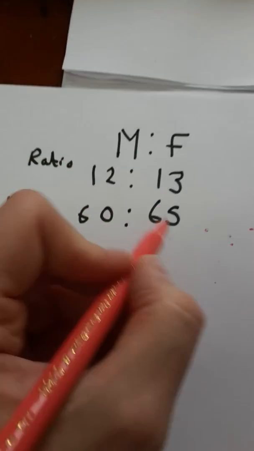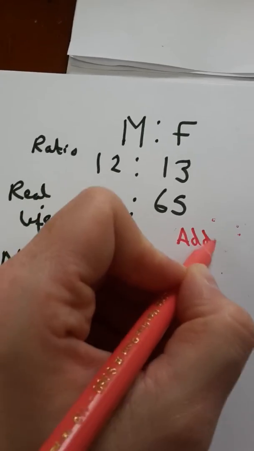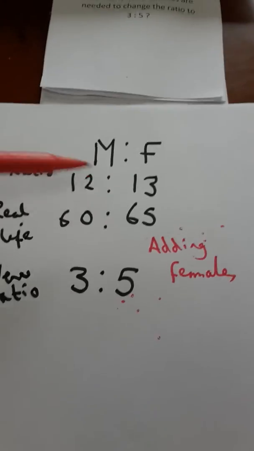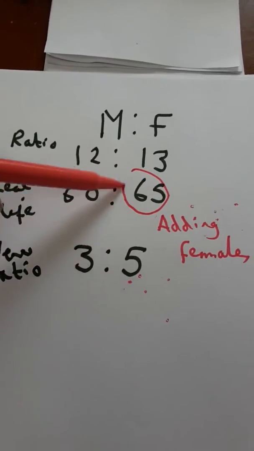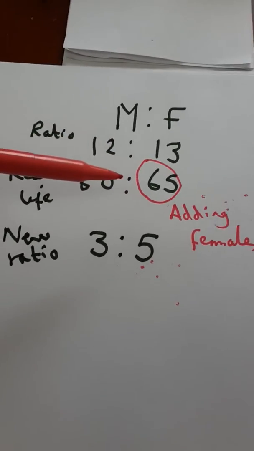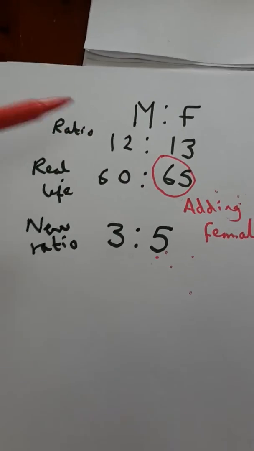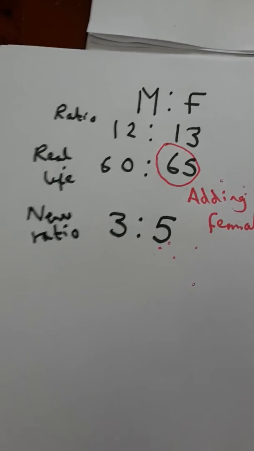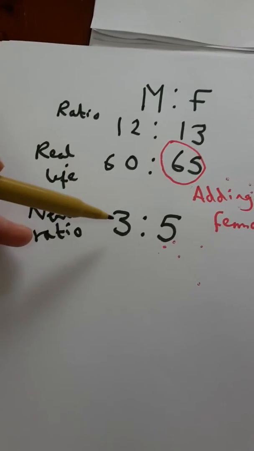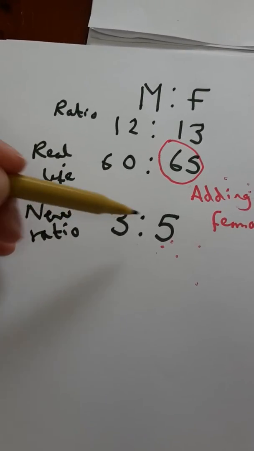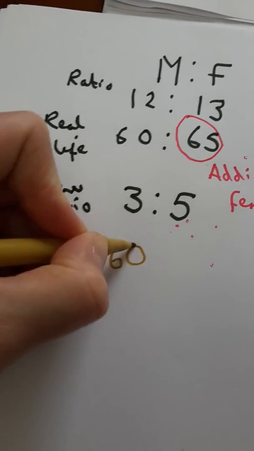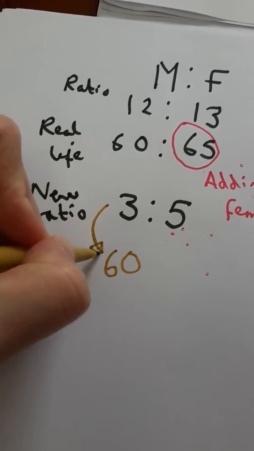And we're going to do this by adding females. This means that this number here is going to change, so there's no point working with it. It's not going to be helpful to us at this point. So what we're going to do is work with the males instead. So now I have 60 men at the party, but we need to work this into a ratio of 3 to 5. One of the easiest ways to do this is to multiply up from 3 to 60.